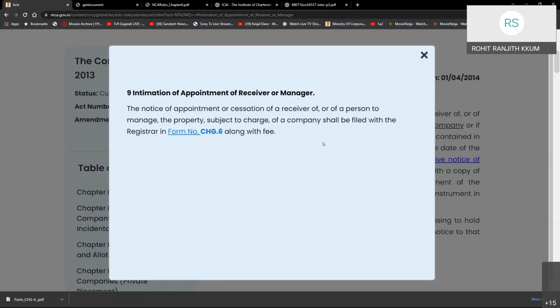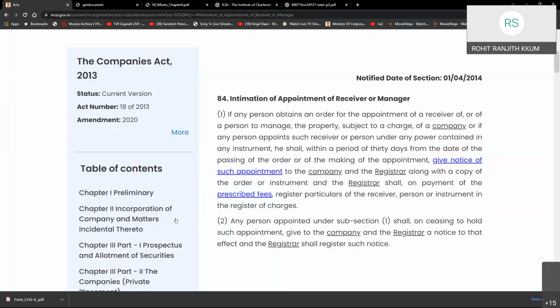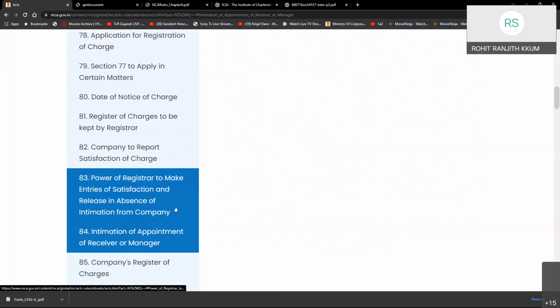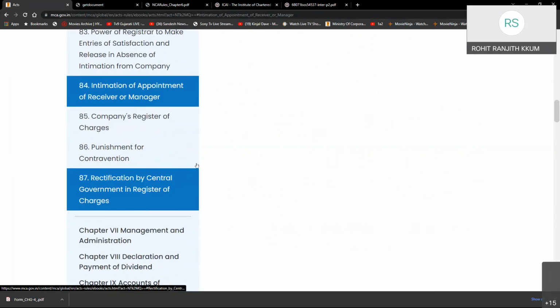Come on, do it fast. All right. Fine. So this is Section 84. 85 we have already done. Now, the remaining two sections are there.